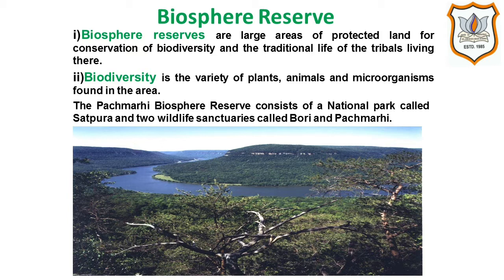Now we will discuss biodiversity. What is biodiversity? Biodiversity refers to the variety of organisms. Organisms means plants, animals and microorganisms, etc., found in a particular area or habitat. In other words, the presence of a large number of species in a particular area or habitat is called its biodiversity. The Panchmarhi Biosphere Reserve consists of a national park called Satpura and two wildlife sanctuaries called Bori and Panchmarhi.